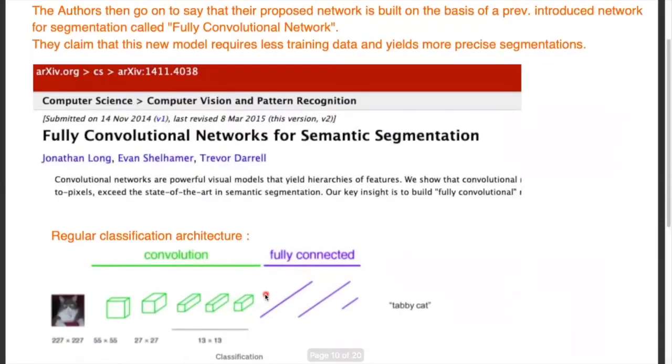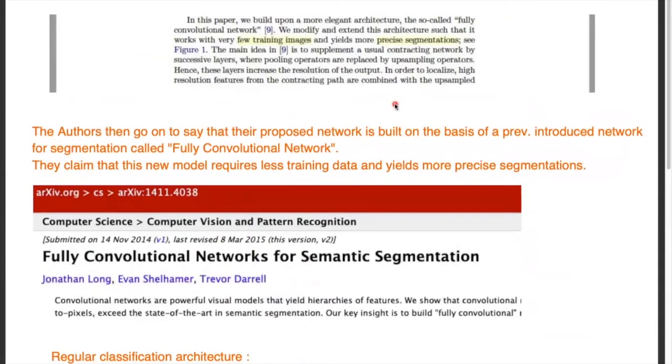Okay, moving on with the paper. In the next section, they say the method is based on a fully convolutional network, reference number 9. They claim they made changes to the fully convolutional network so that it requires fewer training images and outputs more precise segmentations. So what is a fully convolutional network? Here is the original paper for the fully convolutional network, published in 2014-15.